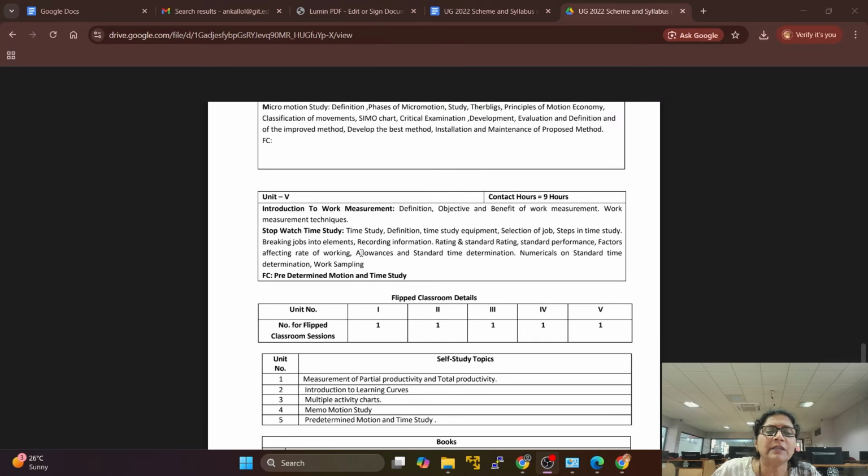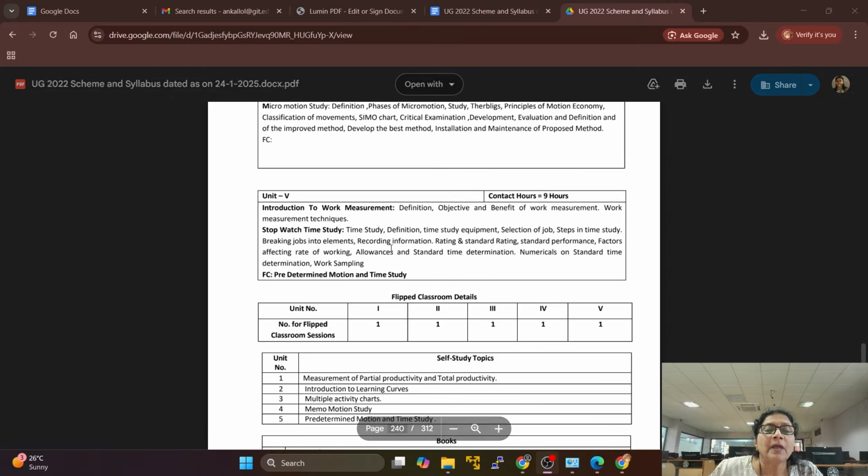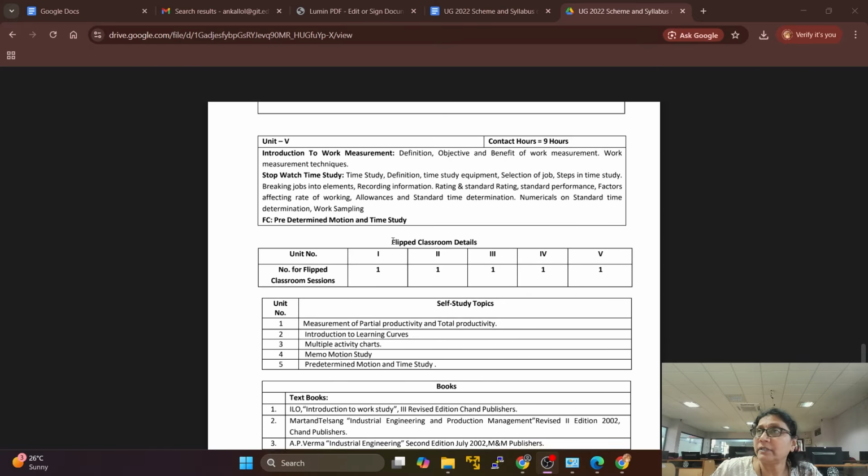So you are going to learn various different types of work measurement techniques. A very popular one is stopwatch time study, and then predetermined motion time study, that is PMTS as it is known, and work sampling and other techniques, which we are going to learn in the fifth semester. So this is about the introduction part.